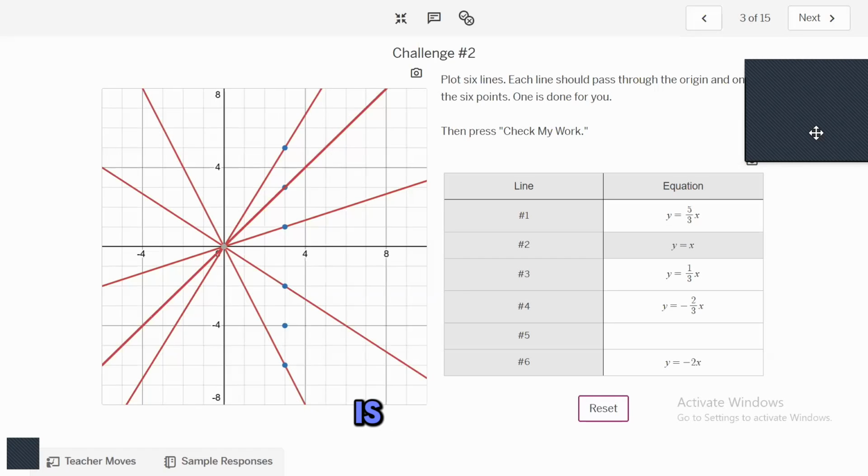And the slope is all the numbers that are in front of that. Okay, make sure you write that down too. That all we're changing is the slope of the line. The steepness of the line.